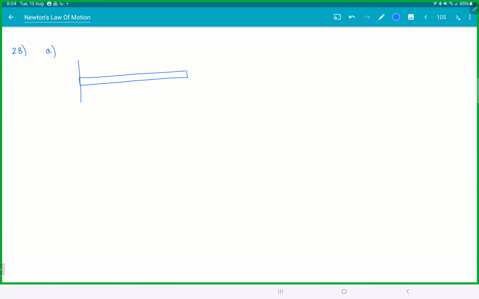We have a rope here. Someone is pulling with force F. We have a rope here. Someone is pulling with F and F. This end is fixed. The rope is at rest, obviously. I mean, nothing is moving. Fixed to the wall. So find the tension in the strings.